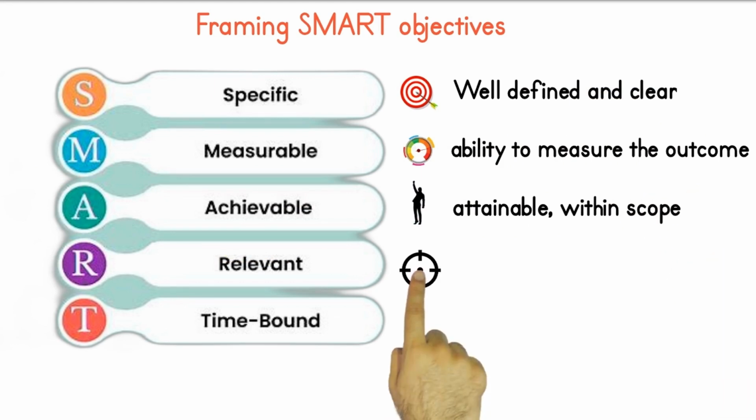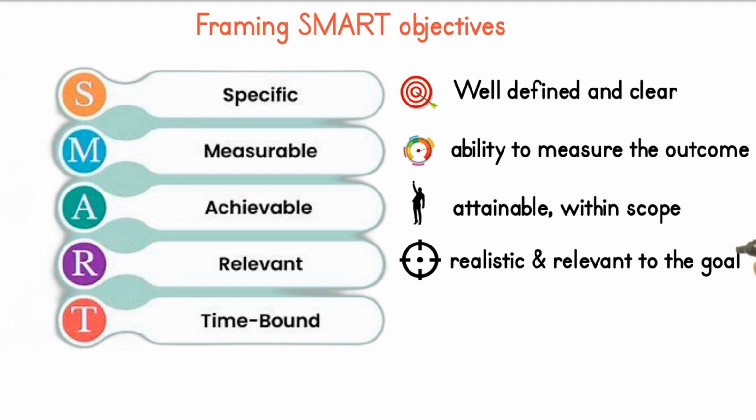R for relevant, the objectives must be realistic and relevant towards the goal. T for time bound, the objectives must have clearly defined timeline for the research.